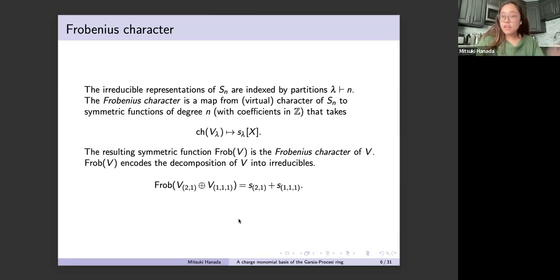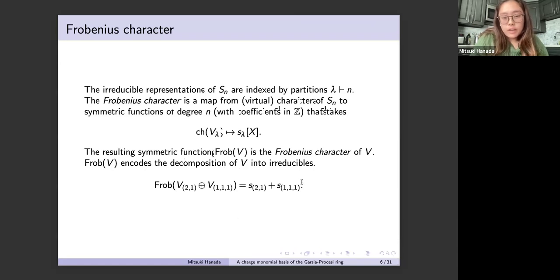This ring is also an S_n representation because we have this very nice S_n action permuting the variables. And since we're quotienting out by an S_n invariant ideal, we still have that the quotient has an S_n action. So whenever we're talking about symmetric group representations, we can talk about something called its Frobenius character. This basically takes a representation V and encodes the decomposition into irreducibles into a symmetric function. So it takes each copy of the irreducible indexed by lambda to the Schur function s_lambda.